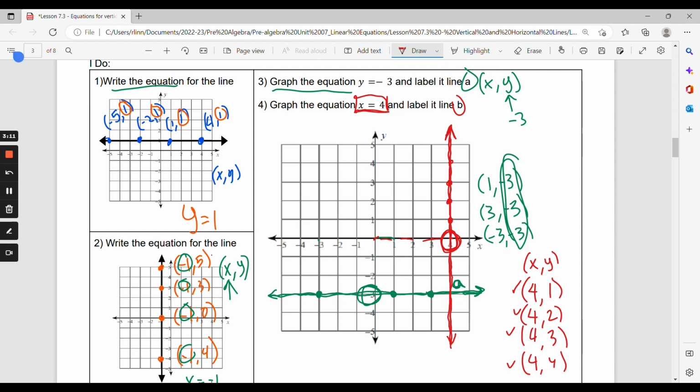So now that we've graphed that line, we're going to label it. It says that we're going to label it as line B. So just like line A was labeled with line A, we're going to label line B with line B. There we go. Now we're finished up. Now we can go on and work on some of these on our own.